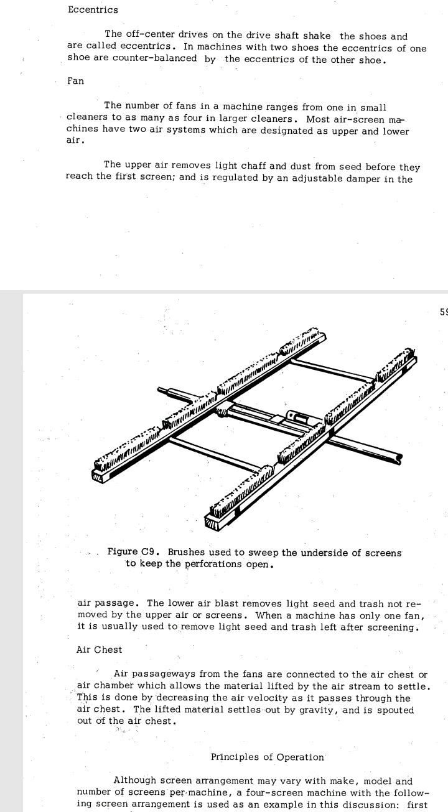Okay, so these are important parts of the air screen machine: feed hopper, screens, brushes, tappers or screen knockers, shoes, eccentrics, fan and air chest.